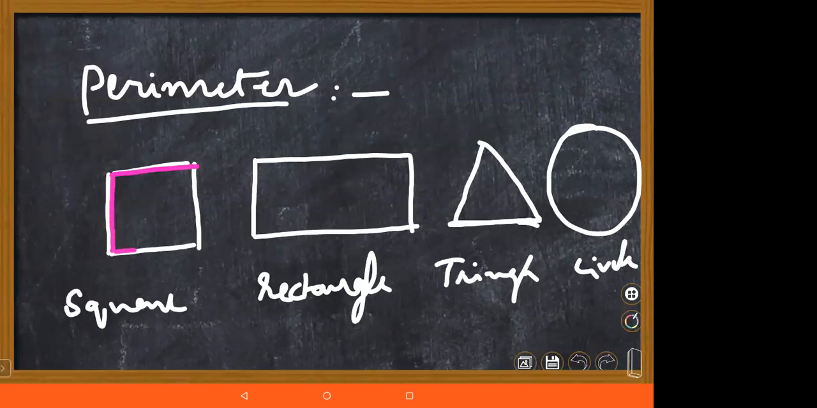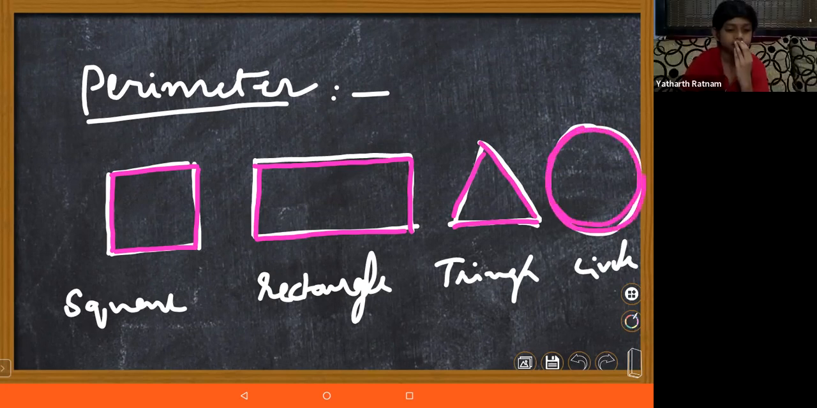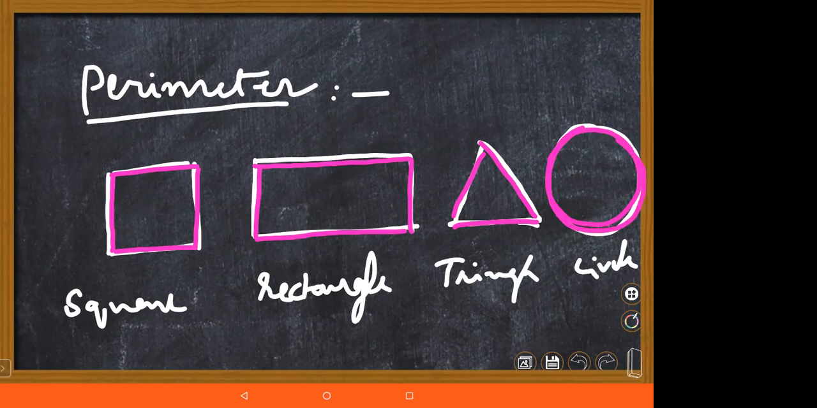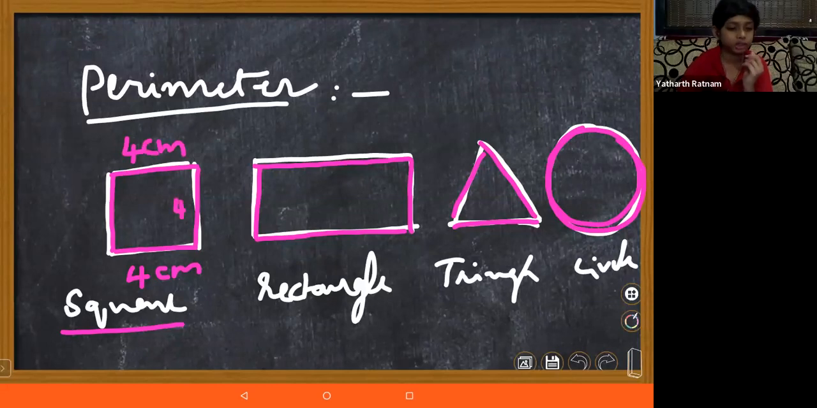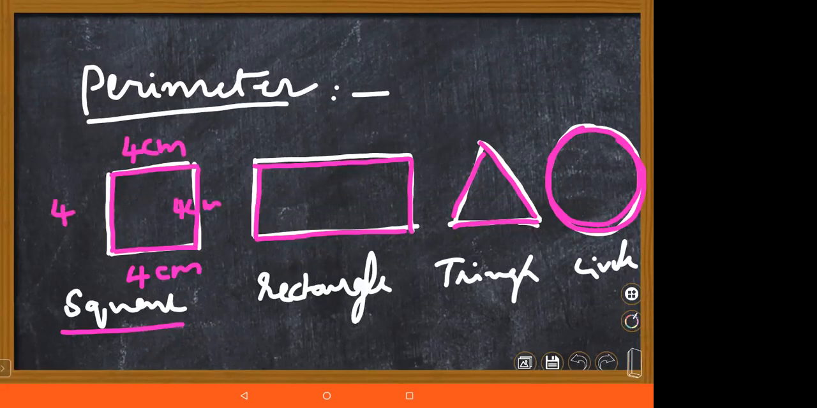I am mentioning it with a different color, children. For a square, all sides are equal. Suppose this side is 4 centimeters. If it is a square, all sides are equal, so we add up 4 four times, which is 16. Total 16 centimeters, because 4 fours are 16.